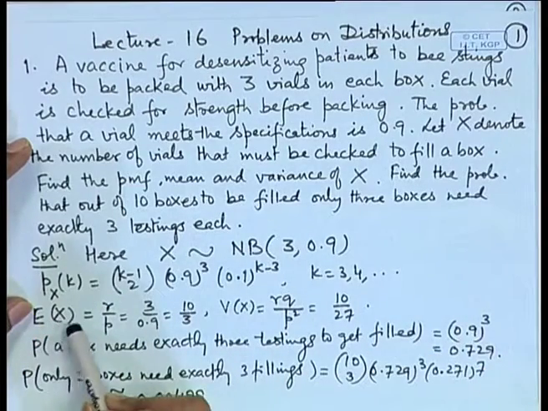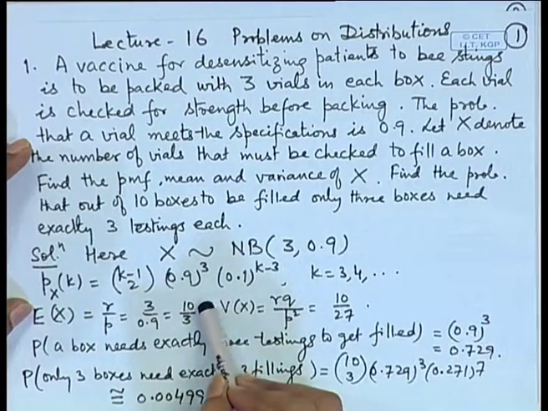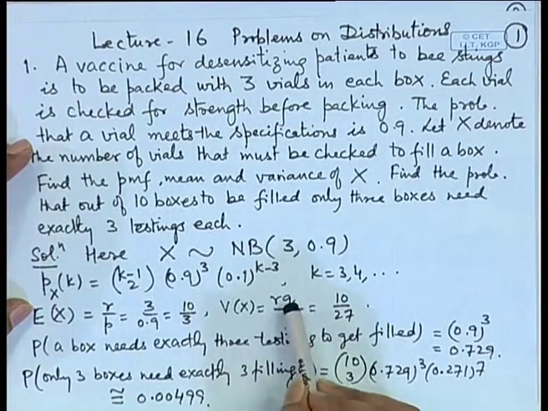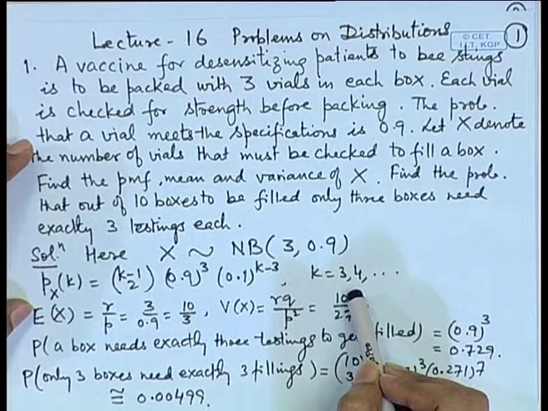As we know, the mean of a negative binomial distribution is r by p. So, that is 3 by 0.9, that is 10 by 3, and the variance is r q by p square, which after simplification becomes 10 by 27.